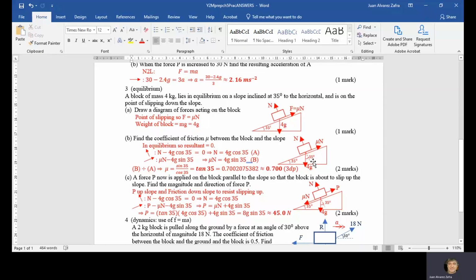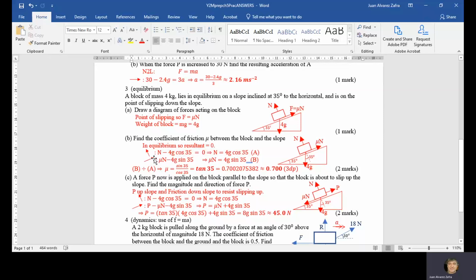And it's quite useful sometimes to draw the angle in the next force diagram to be able to resolve. But this is the starting point. Find the coefficient of friction mu between the block and the slope. So if it's in limiting equilibrium, so it's not actually going down the slope, but it's about to go down the slope, then the frictional force is mu N. And from the information that's here, we can actually work out what mu is. How do we do that?